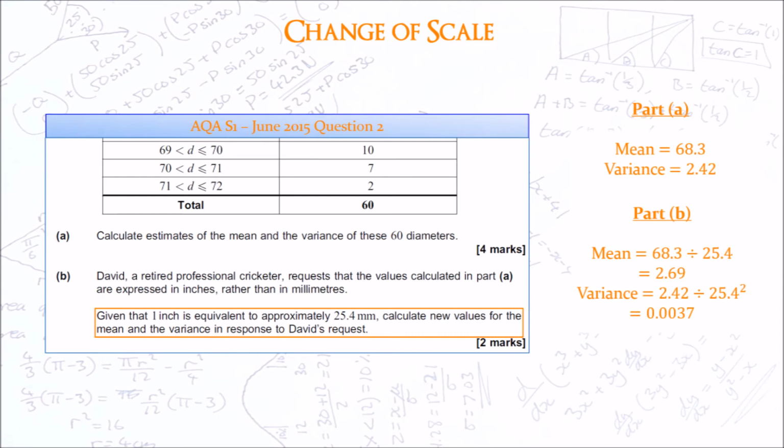However, the variance, if you remember earlier on we were talking about it, you have to divide by it twice. So we're going to be dividing by 25.4 squared. And in this case, we're going to get 0.0037.